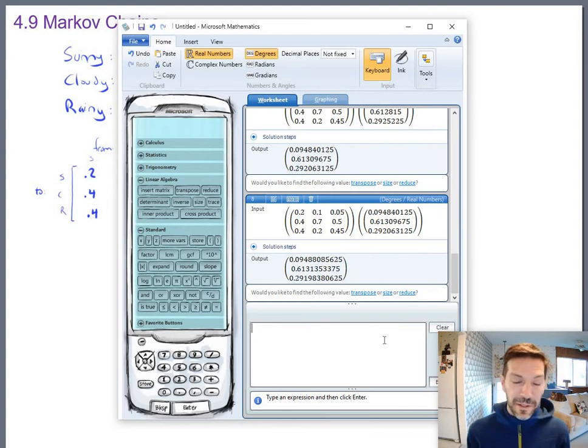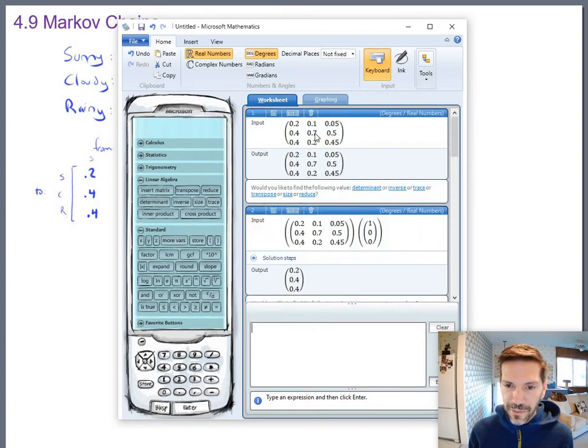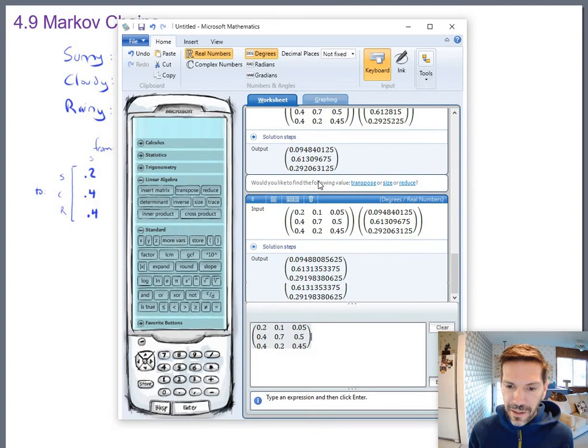So it says, if today's a sunny day, there's about a 9% chance that we'll have a sunny day a week from now, 61% chance that it'll be cloudy, and 29% chance that it'll be rainy. That's very close to what the previous day was. So it kind of looks like we're already getting into our steady state vector. Let me run it through 1 or 2 more times.